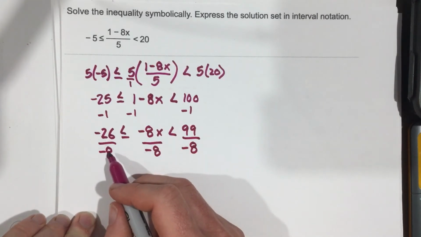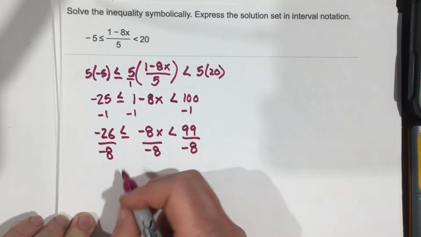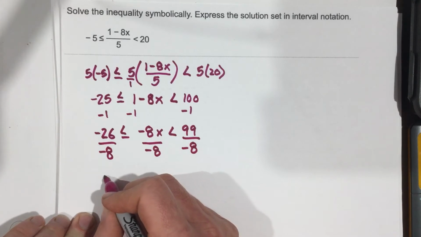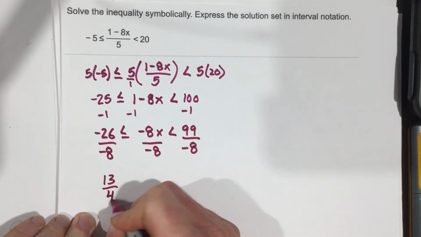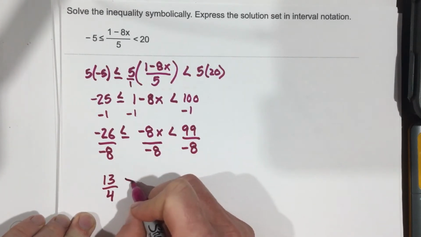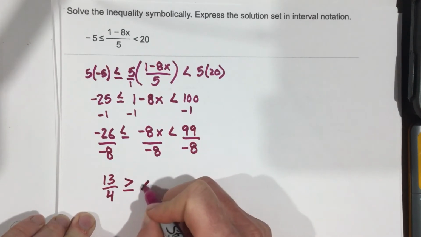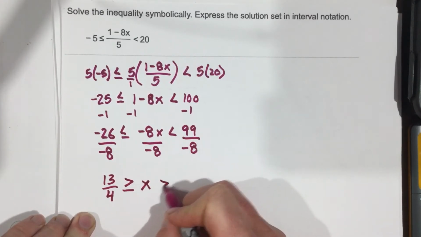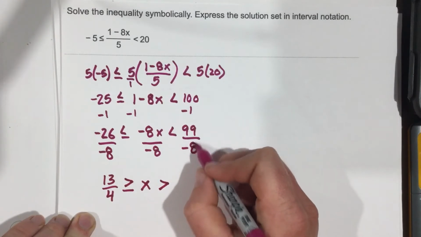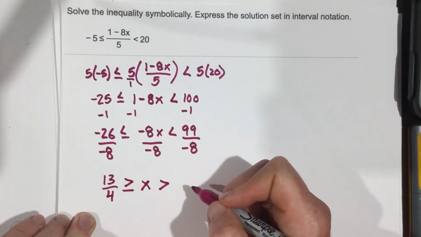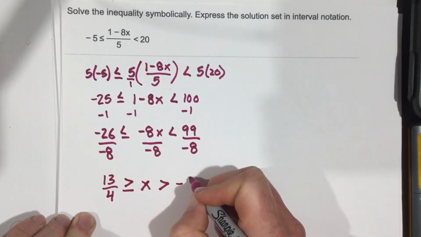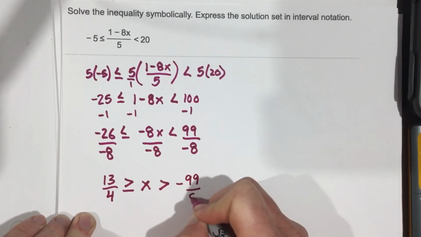So negative 26 over negative 8 reduces to 13 over 4. And we flip the inequality sign, which is greater than or equal to x. We flip this inequality sign, so greater than negative 99 over negative 8. I think it's just going to leave us negative 99 over 8. We can't reduce that.